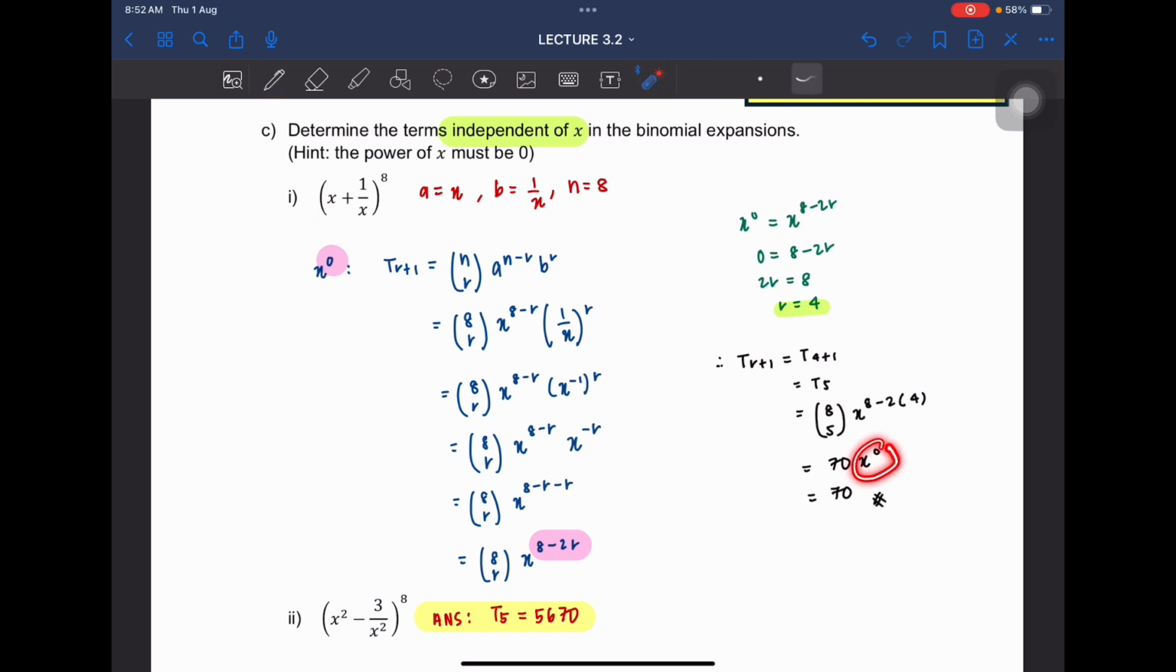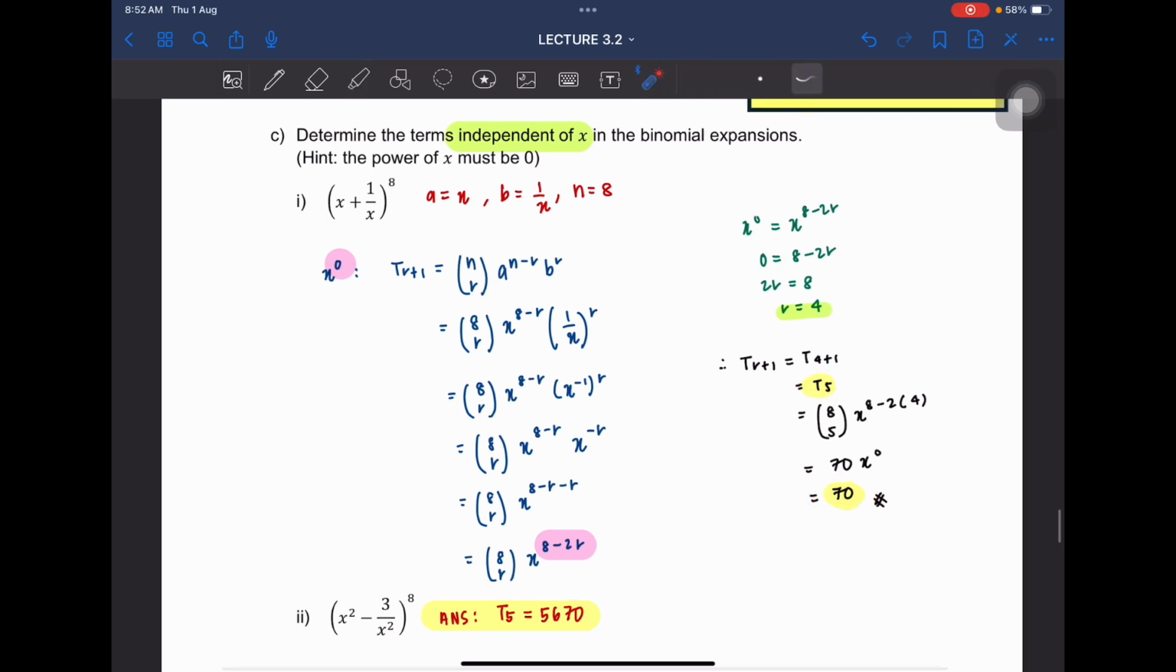Okay, because x to the power of 0, or anything to the power of 0, will always equal 1. So yes, we found the term. We have found a term that is independent of x or doesn't have x. Okay, so this is your final answer. T5 is your answer.